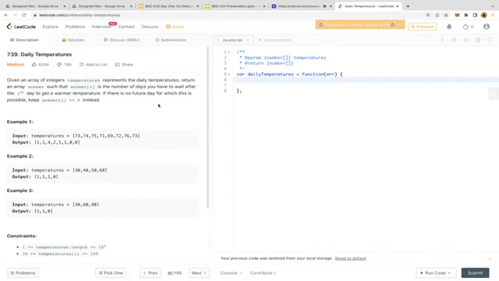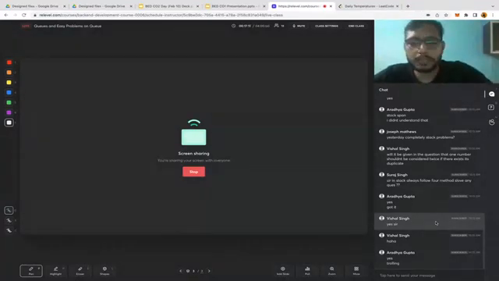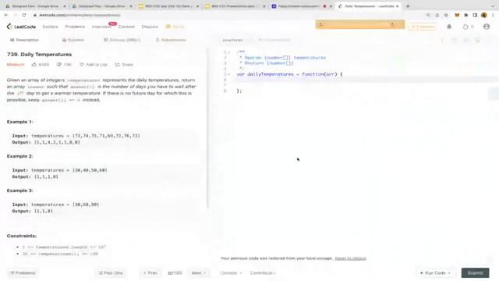Now see what they are saying. If there is no future day, then you just keep the answer as zero. If there is no future day which is warmer, then you just keep your answer as zero. Now, what does warmer mean? What is the meaning of warmer? It means it will be hotter on that day. Warmer means more hotter. Correct? That's what the meaning is. So let's take their array, which was 73.